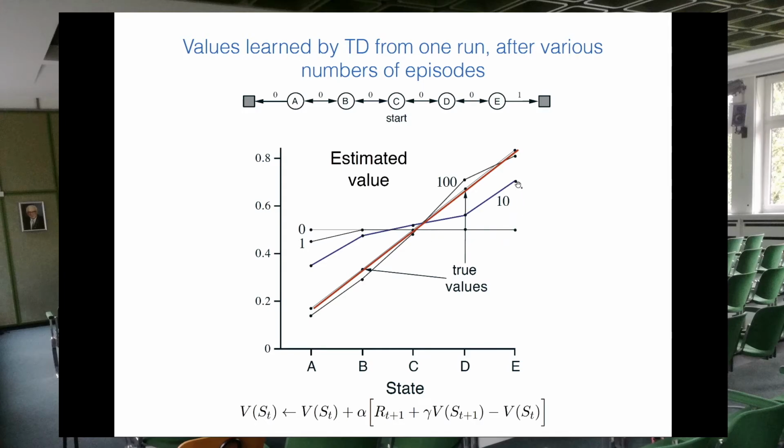After 10 iterations, so after updating the values of 10 states, we have this line that is slightly in blue. And after 100 iterations, we have a line that is closer to the true values, which is this line in red. So as you can see, this algorithm is able to approximate the real values of this random walk problem.